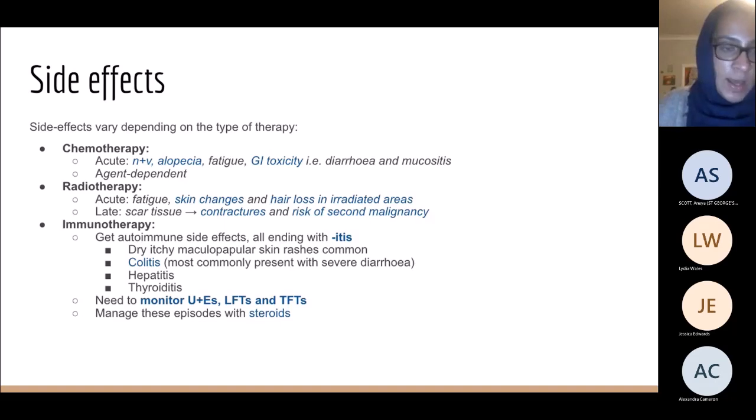And of course, immunotherapy as well, so your biologics and things like that, they often have side effects that are related to more autoimmune type symptoms. So the phrase that's used is itis, so inflammation essentially, so colitis, inflammation of your colon, and that can often cause severe diarrhea. You might get hepatitis, thyroiditis. You will often get skin rashes. And so particularly with immunotherapies, you really need to make sure you're monitoring their bloods, and often you will give them steroids if they are having these side effects, because what the steroids will do is reduce the inflammation and basically calm the immune system down.